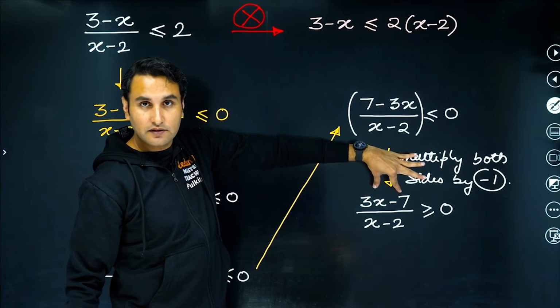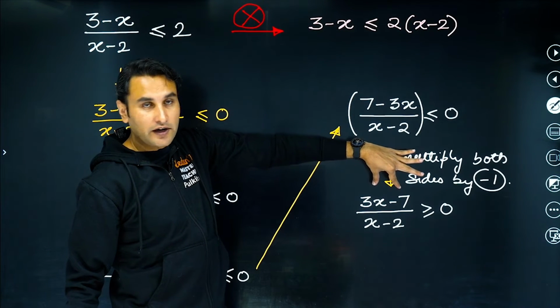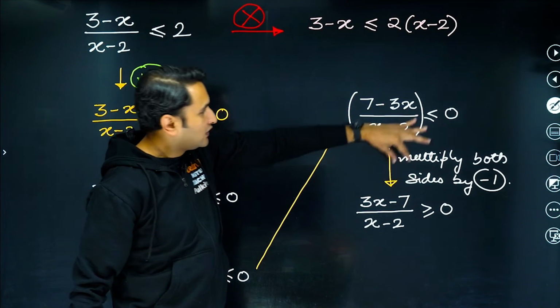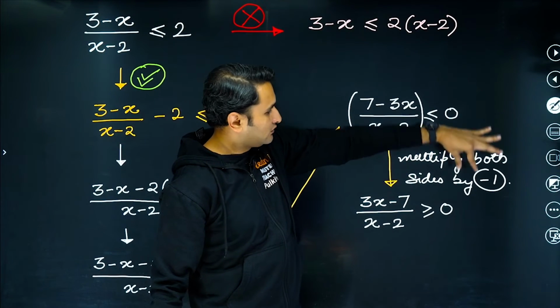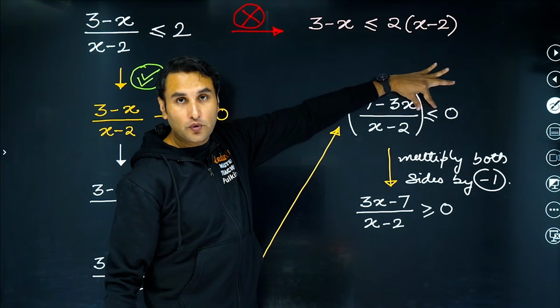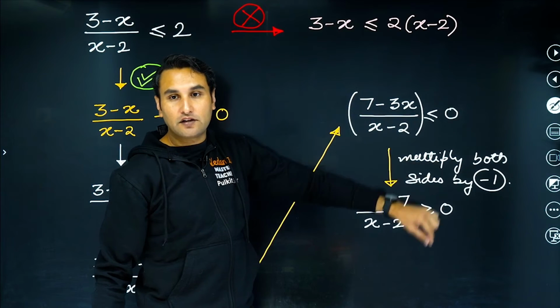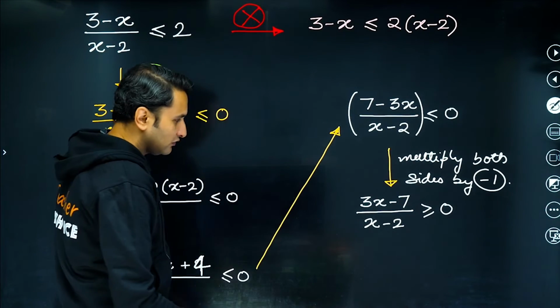Do you understand? Did you understand this step? Alright. So multiply this factor by minus 1. It will become 3x minus 7. Multiply 0 by minus 1, 0. But while doing so, inequality will change. Less than equal to will become greater than equal to. Now this is wavy curve. Why is this wavy curve?